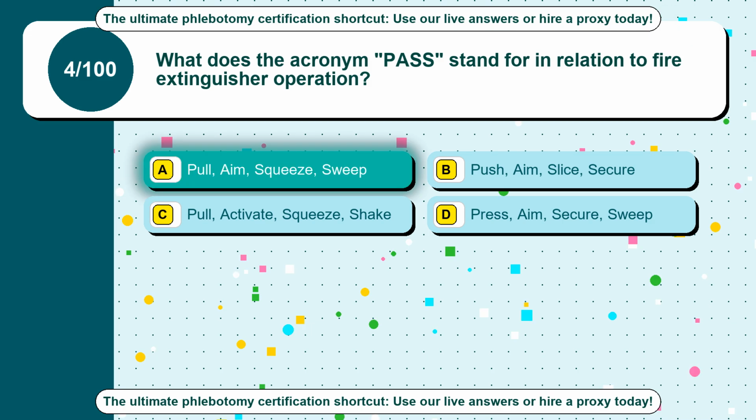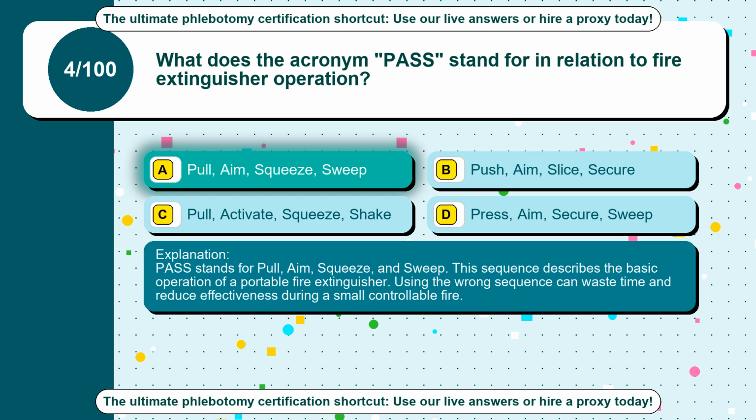Pull, aim, squeeze, sweep. PASS stands for pull, aim, squeeze, and sweep. This sequence describes the basic operation of a portable fire extinguisher. Using the wrong sequence can waste time and reduce effectiveness during a small controllable fire.